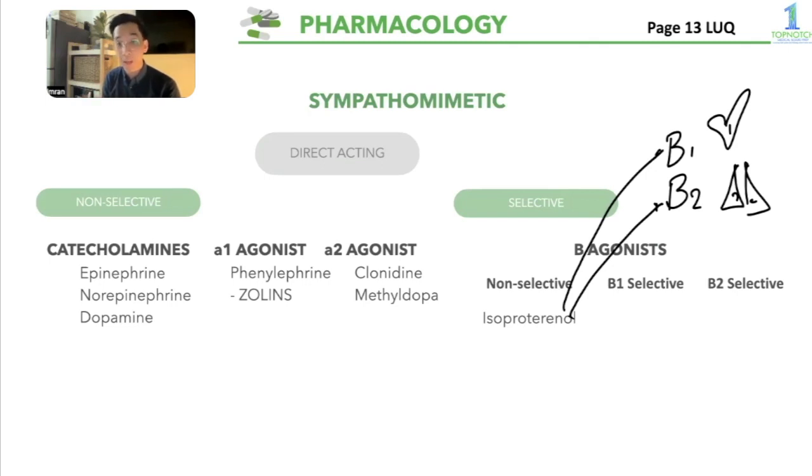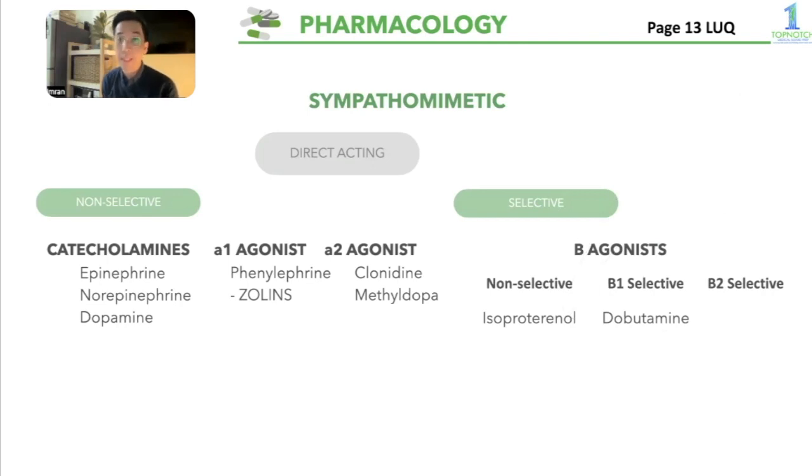So it can cause tachycardia. Now, we have beta 1 selective agonist drugs, like dobutamine. It can be used in what we call the dobutamine stress test to assess the function of the heart. It's like a pharmacologic stress test.